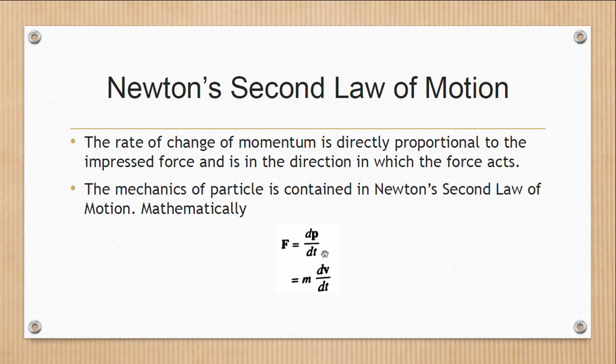If we take p equal to m into v, as we have discussed earlier, linear momentum is equal to mass into velocity. If we assume that mass is constant for that particular body, then we can take m outside the derivative and write it as m into dv upon dt. This dv upon dt, the rate of change of velocity, is also known as the acceleration. Therefore, F is equal to m into a. Force is equal to the product of mass and acceleration. It is described by Newton's second law of motion.